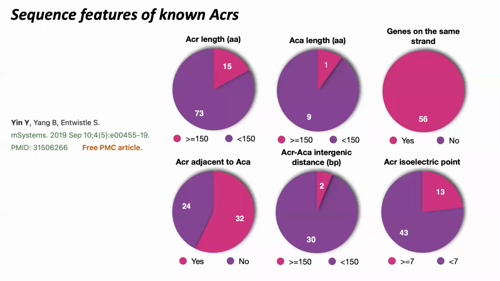In 2019, we looked at the sequence features of experimentally characterized Acr proteins. We can see here 80% of the Acr proteins are shorter than 150 amino acids. 60% of them have an Aca gene in the gene neighborhood to form an Acr-Aca operon with very short intergenic distance. Even the Aca proteins are also very short. Most of the Acr proteins are negatively charged.